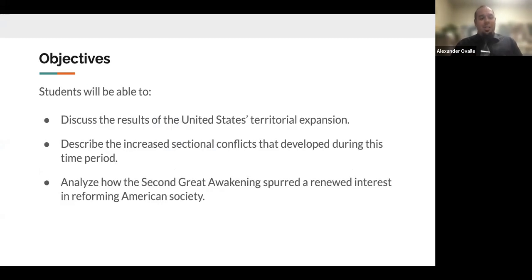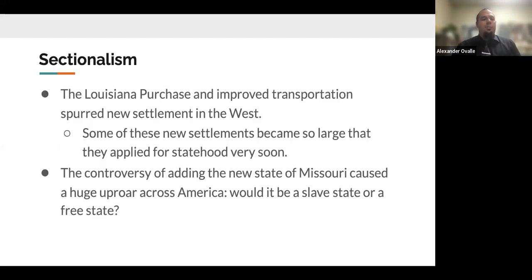Objectives. We're going to discuss the result of United States territorial expansion, describe the increased sectional conflicts that developed during this time period, and analyze the Second Great Awakening, which spurred interest in reforming society.